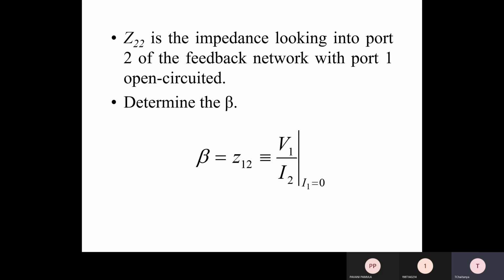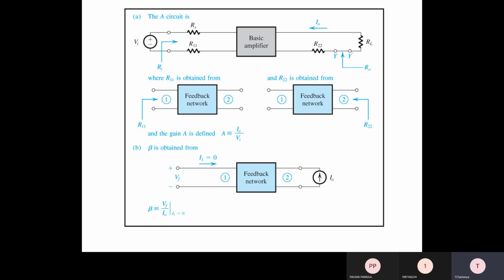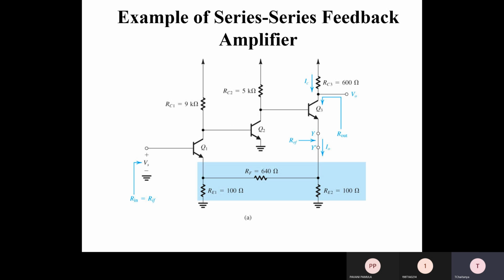Okay. Remaining, we will see the summary and an example of series feedback. So this one is the best example that we can consider. Here we are considering three transistors, namely Q1, Q2 and Q3. The response of the Q1 transistor is connected as the input to the Q2 transistor. The response of the Q2 transistor is connected as the input to the Q3 transistor. And finally from Q3 we will get the response. This is a series to series connection amplifier through the feedback.